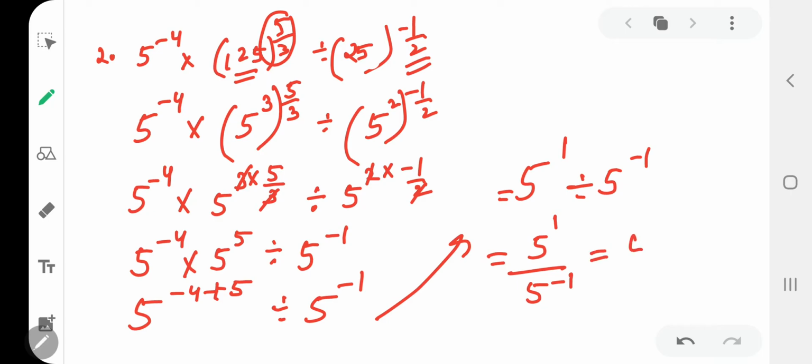5 raised to 1 divided by 5 raised to minus 1. Now if you have division, you subtract the exponents. So I have subtracted 1 minus minus 1. Why this minus 1? Because number 1 is having minus sign. And why this minus? Because if you have same base with different exponents, different powers, and they are in division, in that case you have to subtract the powers, subtract the exponents. So you will get 5 raised to 2. So your answer is 25. Clear?